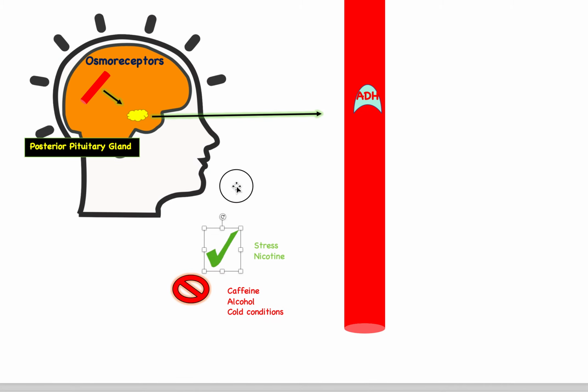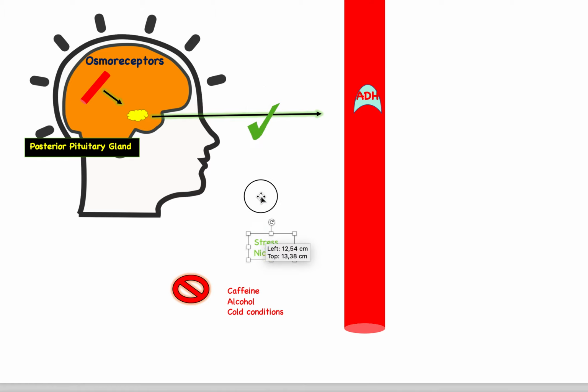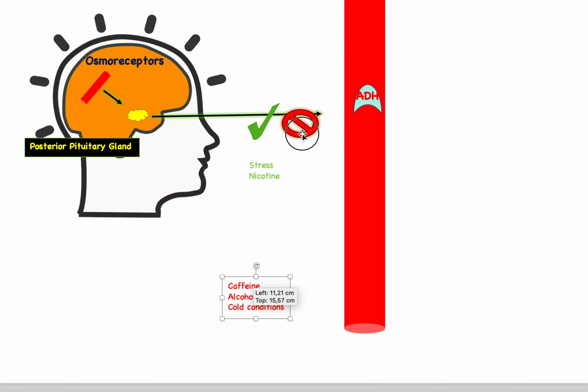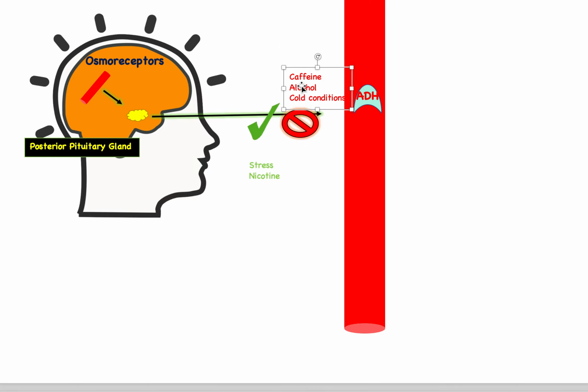Okay? Here's some things. These things can stimulate ADH production, and these things can inhibit it. That's why when you drink a lot of alcohol, you tend to pee a lot because you make a lot of ADH, whereas if you're stressed, you can't pee. All of these make sense, but I'm not going to explain them. I made videos on these.